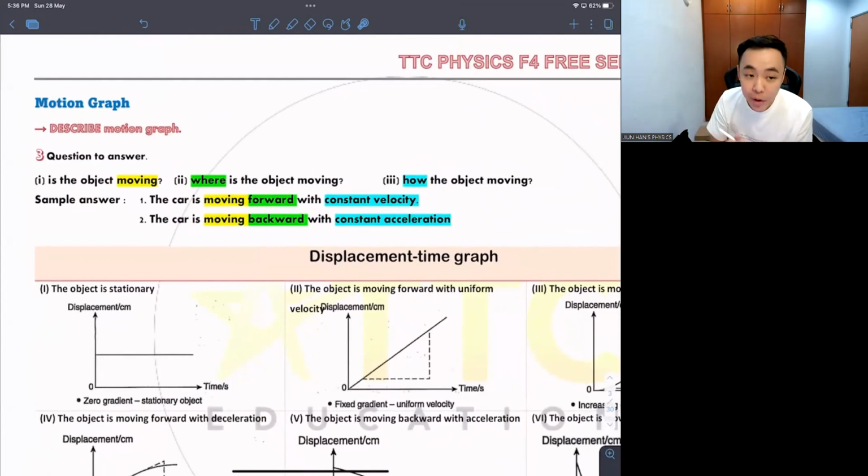Every time, ask yourself 3 questions. What are the 3 questions we ask? Number 1, is the object moving or not? Number 2, where is the object moving? And number 3, how is the object moving?